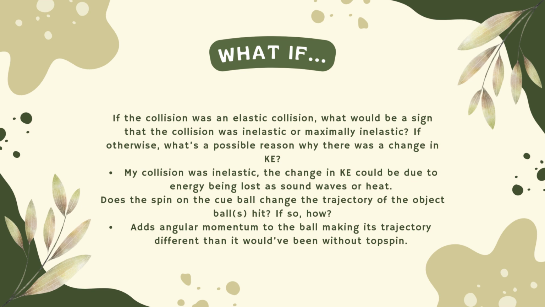The second question is, does the spin on the ball change the trajectory of the object? It could change it because it adds angular momentum to the ball. So its trajectory could be slightly different if there was no top spin at all. That's not something I could really tell from the video. However, in real life, it could be a factor in changing this trajectory.